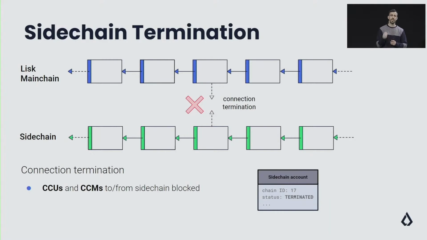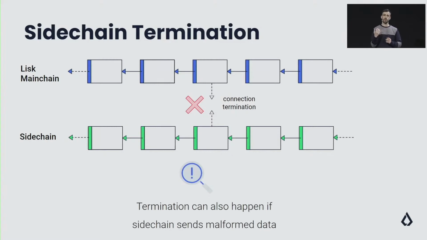What is this concept of termination of a sidechain? Basically, the connection is terminated. This means that the sidechain is officially outside of the Lisk ecosystem. Users cannot connect with it. Cross-chain updates and cross-chain messages sent from the sidechain will be rejected on the Lisk main chain, and that's it. It is officially no longer part of the whole Lisk ecosystem.